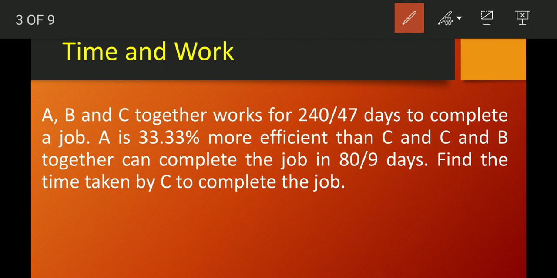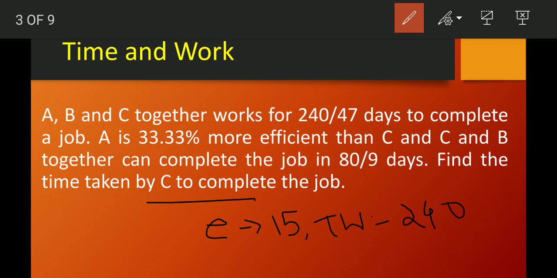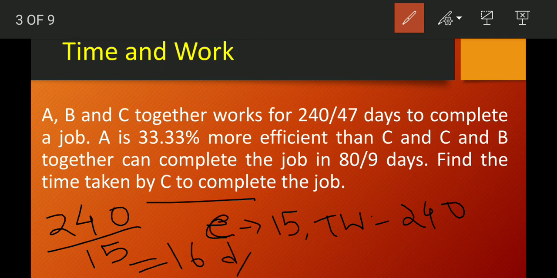Therefore time taken by C to complete the job: the efficiency for C is 15 and total work is 240. As we have seen before, if we divide total work by time taken, we will get efficiency. So inversely, if we divide the total work by efficiency, we will get the time needed, that is 16 days. Therefore 16 days is the time taken by C to complete the job. So this is our answer.